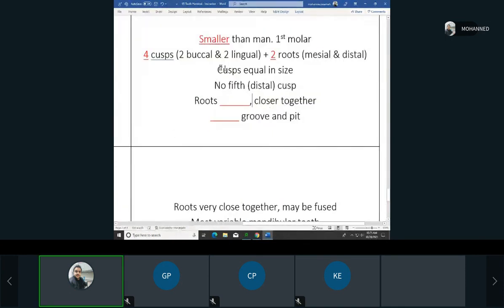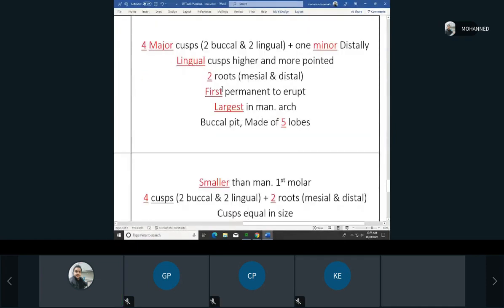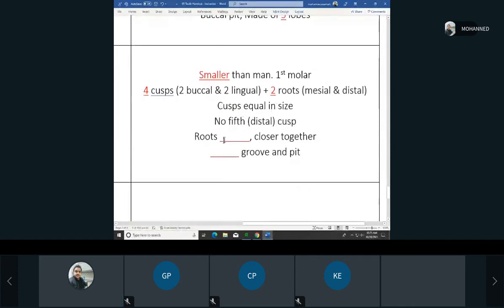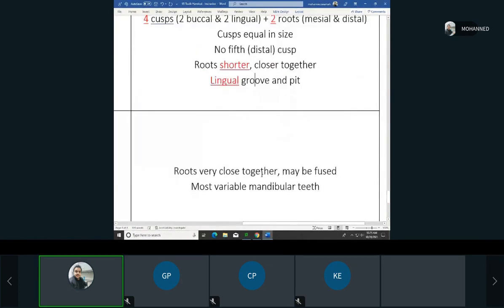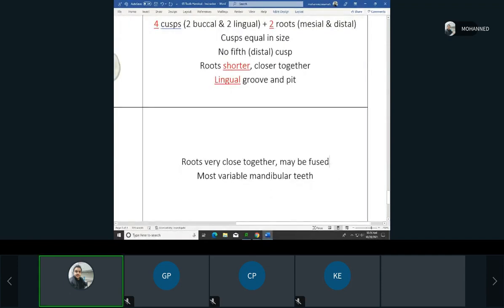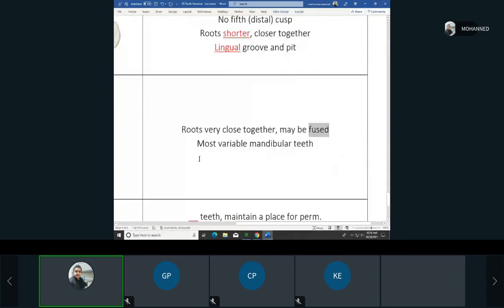So the cusps are equal in size technically, not like this one where we have the lingual cusp longer. So the second one, the cusps are equal and the roots are shorter, and we have a lingual groove and a pit, most probably. For the third molars, they're similar to the maxillary one. They might be fused for the roots, and again, they can come in all kinds of different shapes.